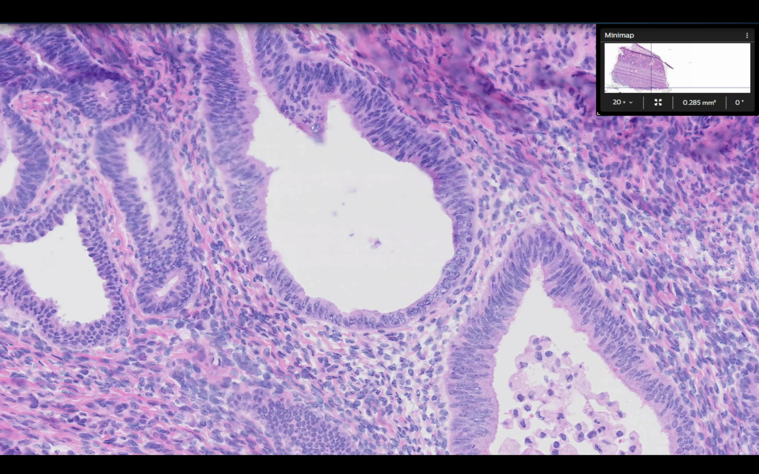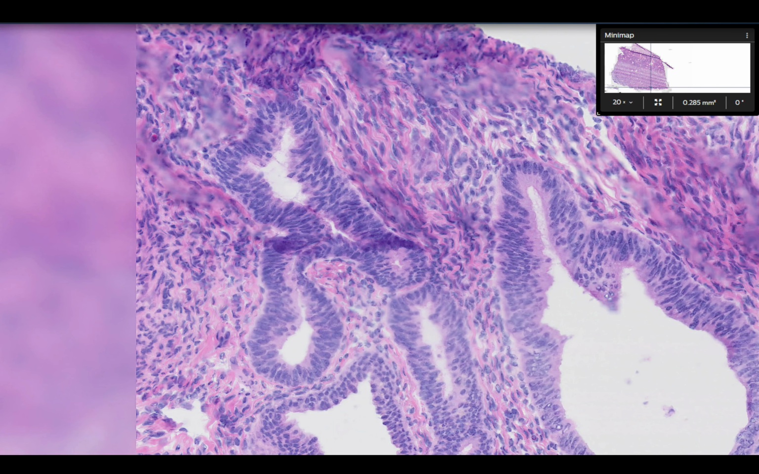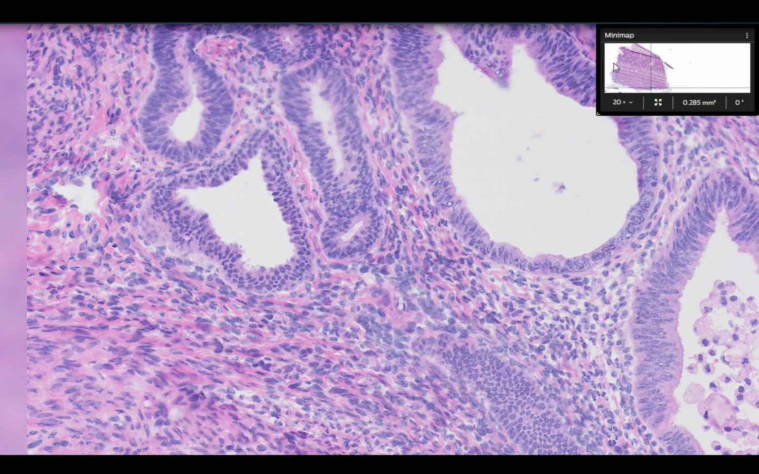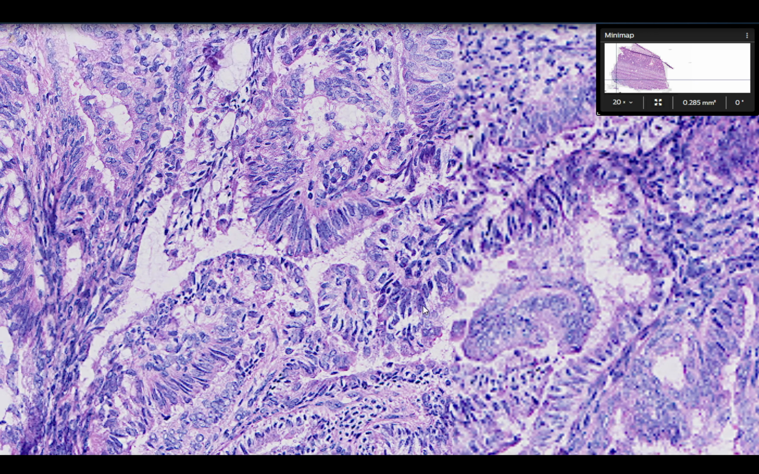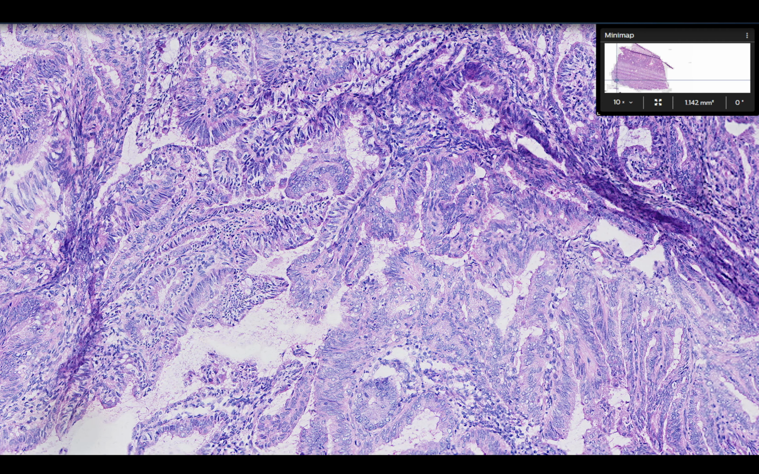It's probably not. This looks maybe reactive, but compared to what we're seeing in this area over here, that looks a lot more low grade than the previous area. Here it looks a lot more higher grade. So maybe let's go on 10x and look around a little bit.